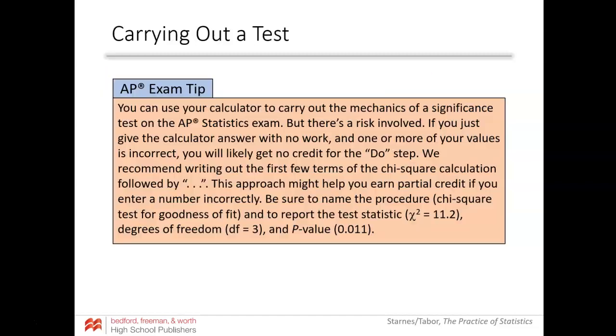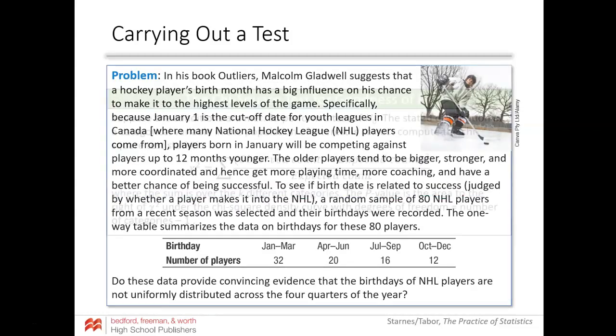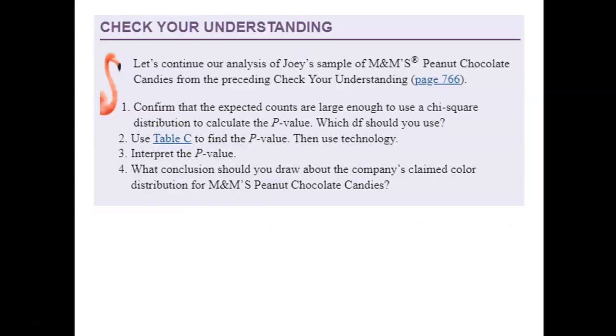All right, so the reason I wanted to do that first is now I'm going to go back to that silly question. I think I put this in the wrong spot. There we go. So back to those M&Ms. They're going to want us to confirm that the expected counts are large enough to use chi-square, and then degrees of freedom, find the p-value, interpret the p-value, and then what conclusions can we make?